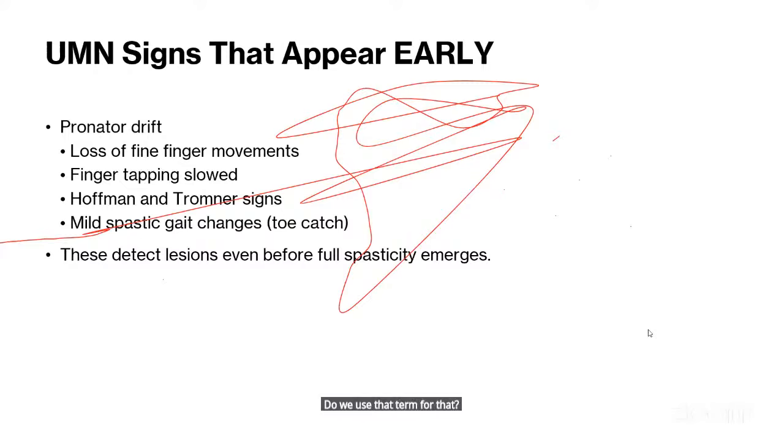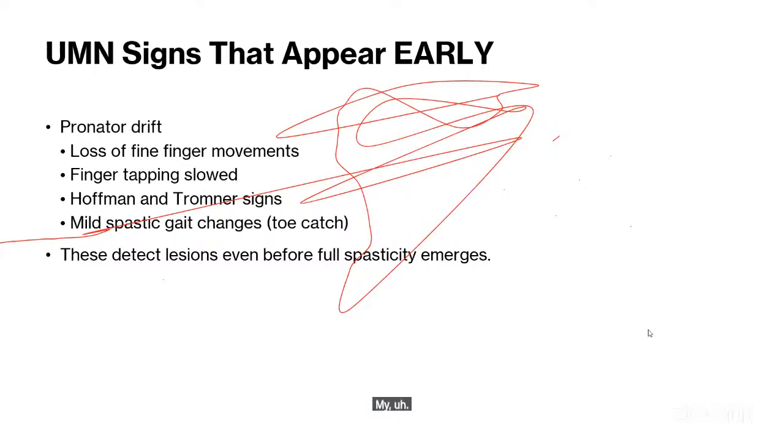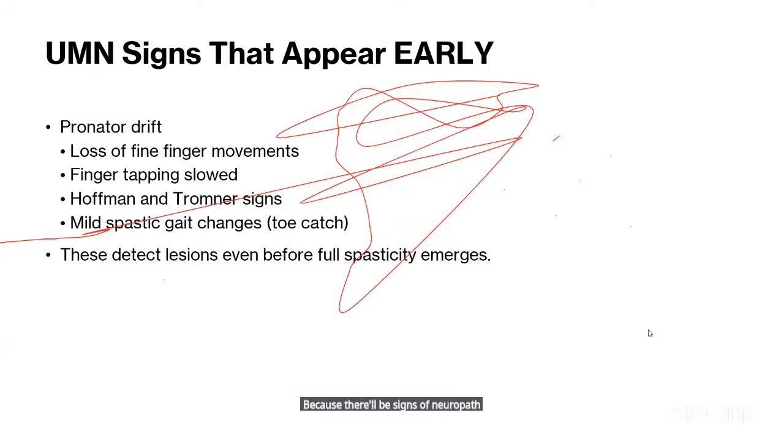No, no, so don't use those terms for this. Basically, it's a myelopathy with brisk knee reflex and extensor plantar. So there'll be an absent ankle jerk, but your knee jerk will be brisk. So this is a classical thing. In your examination also, you'll get such patients, and you have to be very clear. Whenever you'll be asked points in favor and against SSCD, you should be able to tell this, because there'll be signs of neuropathy like absent ankle jerk.